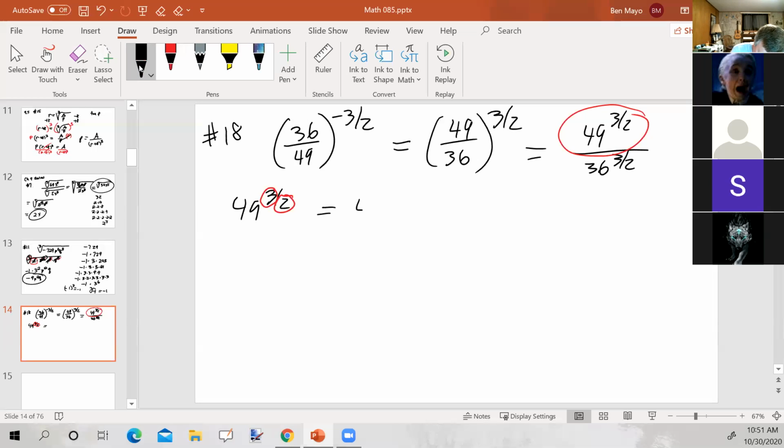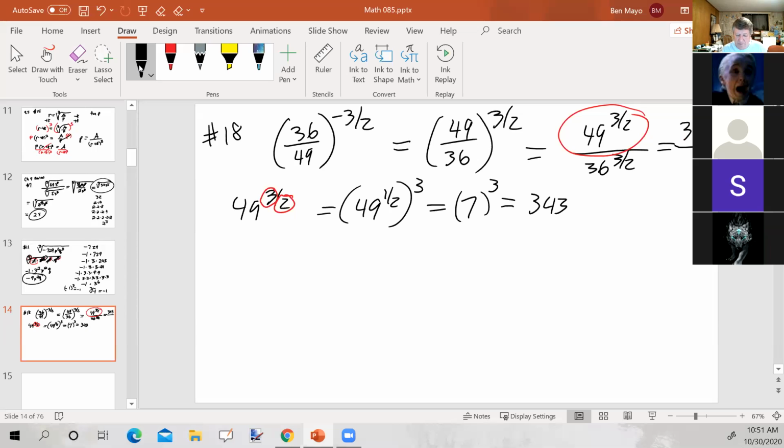So basically, I'm going to take 49 to the 1/2 power and then cube it. 49 to the 1/2 power, that is the square root of 49, is 7. 7 cubed is, let's see here, 343. So way back over here, my numerator is 343. Any questions about that before we go on to the denominator? All right, now let's focus on the denominator.